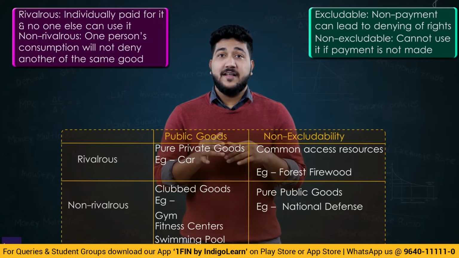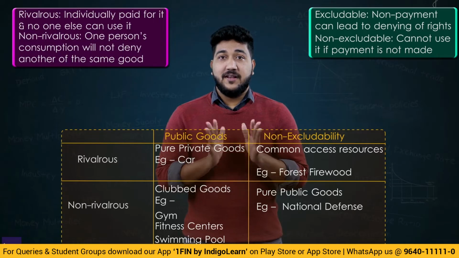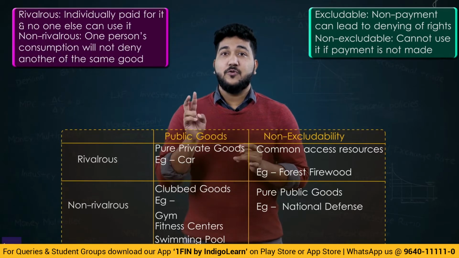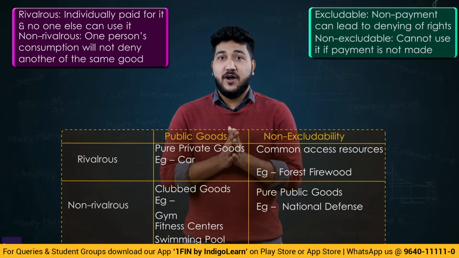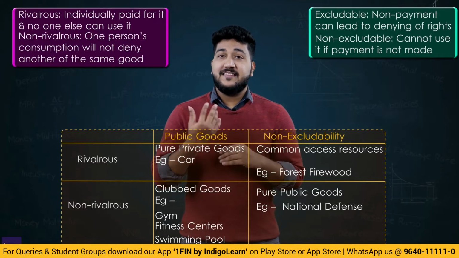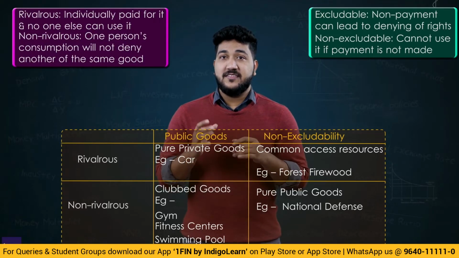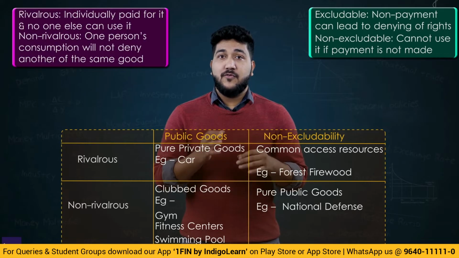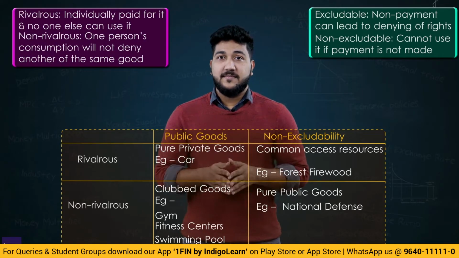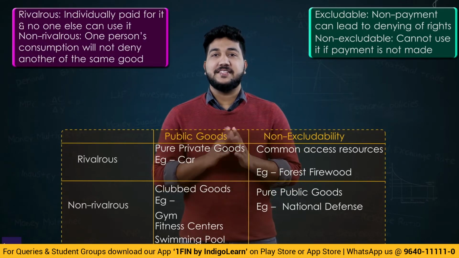Pure public goods. Now, there are 4 types of things that we learnt here, in the intersection of only 2 differentiating factors. The first one was pure private goods. The second one, common access resources. The third one, club goods, and the fourth one is pure public goods. Now, the table-wise classification is done.